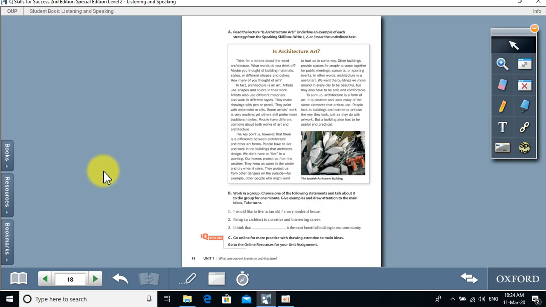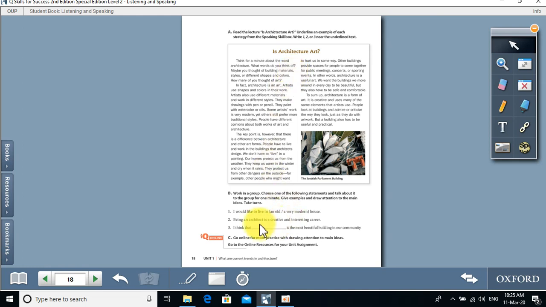On the next page, page number 18. This is an activity, activity A. Read the lecture, Is Architecture Art? This is the heading. Underline an example of each strategy from the speaking skill box. Write 1, 2, or 3 near the underlined text. So this is the activity you're going to do when you read this, and you will underline. Near the underline, you're going to write 1, 2, or 3 near the underlined text.